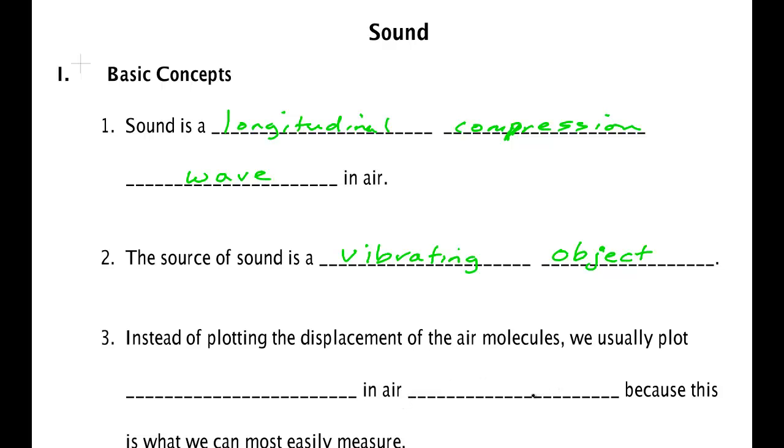Now, you could watch or attempt to describe this in terms of the displacement of air molecules, but it's difficult because we do not actually detect the air molecules themselves. What we detect is change in air pressure. So instead of plotting the displacement of air molecules, we usually plot changes in air pressure because this is what we can most easily measure.